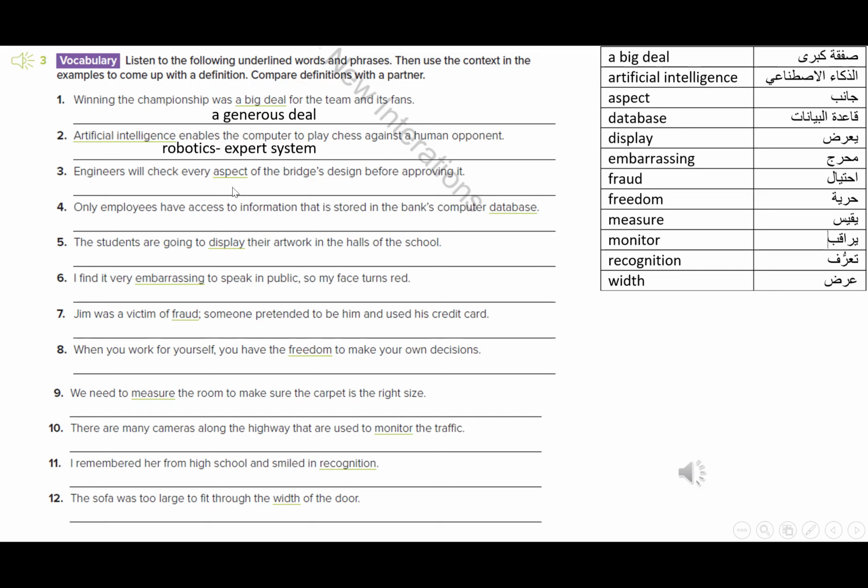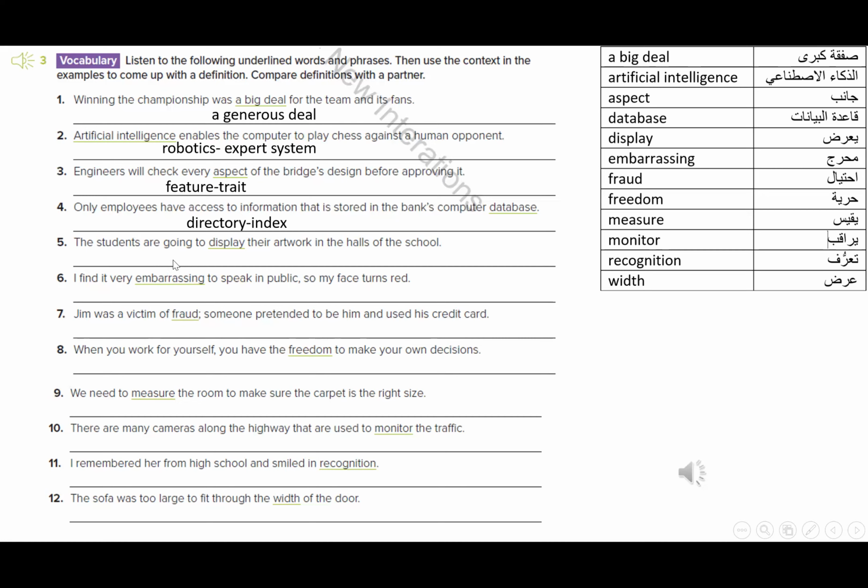Engineers will check every aspect of the bridge's design before approving it. So the word aspect means every feature, every trait. So aspect means feature, aspect means trait. Only employees have access to information that is stored in the bank's computer database. So the word database means directory, index. This means a place where you can store information. So the synonym is directory or index.